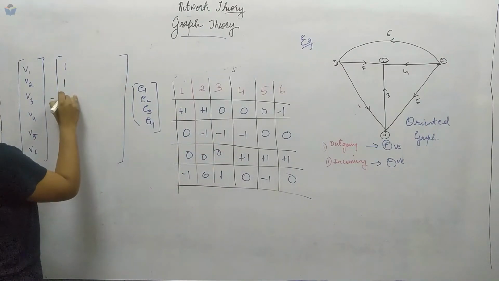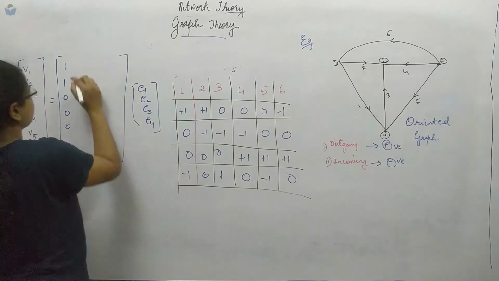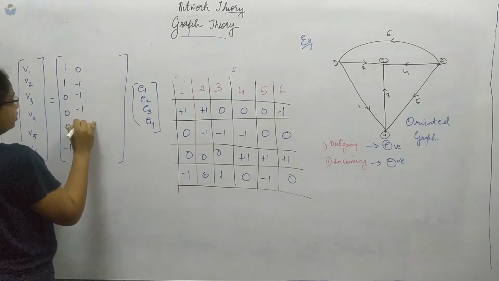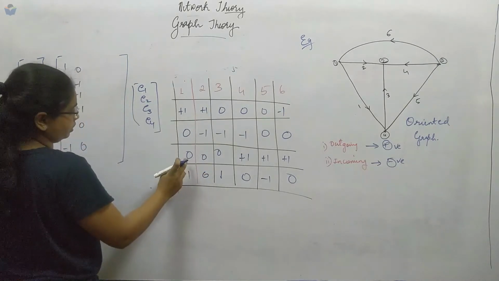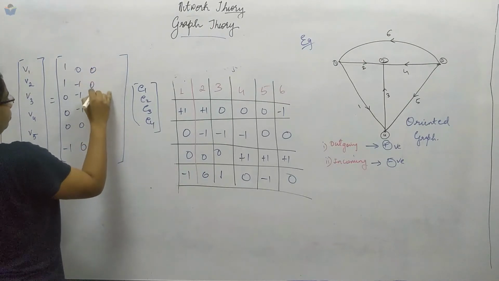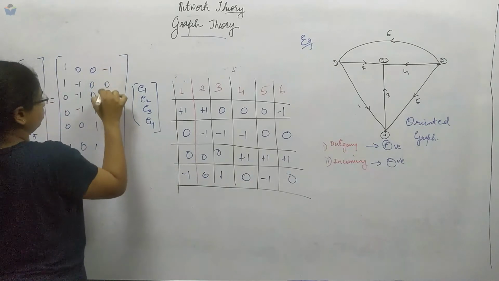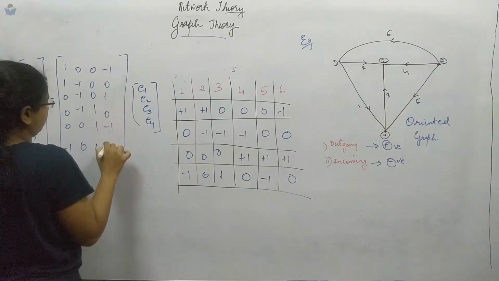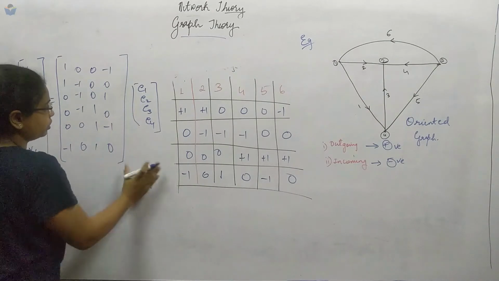So 1, 1, 0, 0, minus 1. So this is 0, minus 1, minus 1, 0, 0. So here also we have 1, 2, 3, 3 zeros, positive ones, okay, minus 1, 0, 1, 0, minus 1 and 0. So this is the matrix for this one.